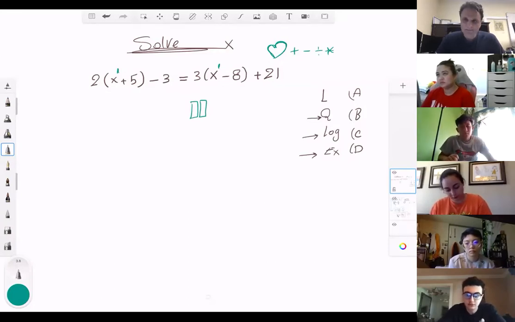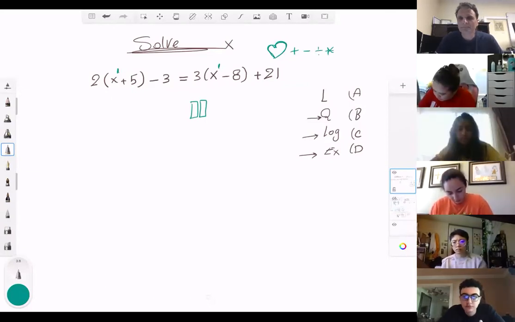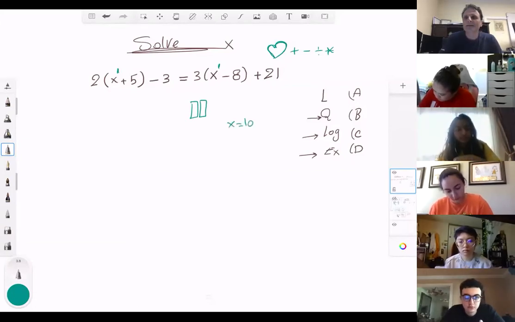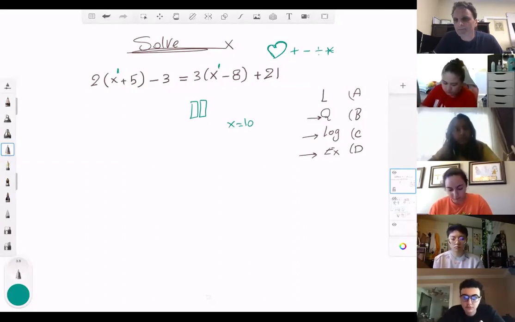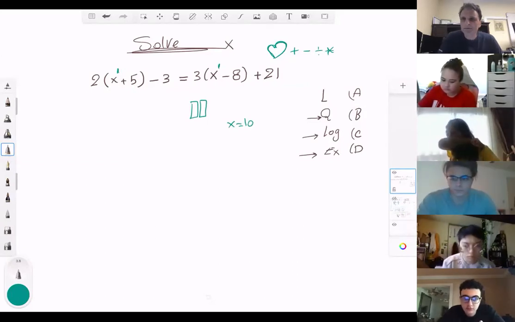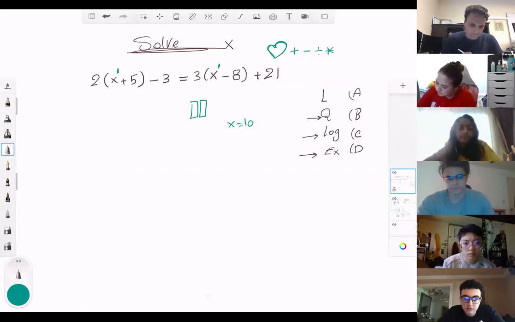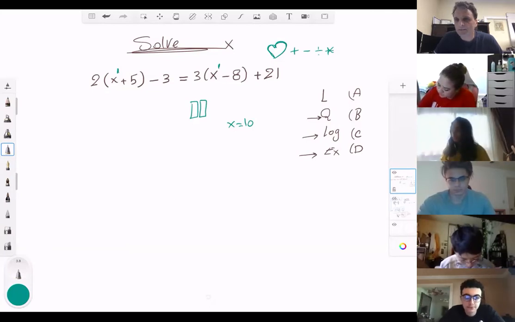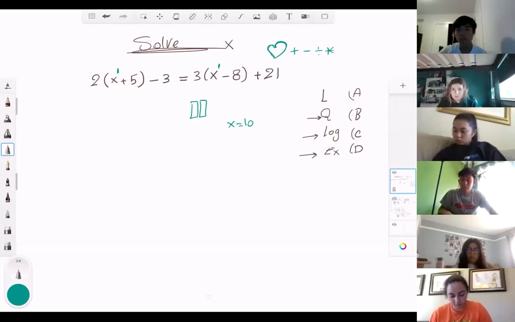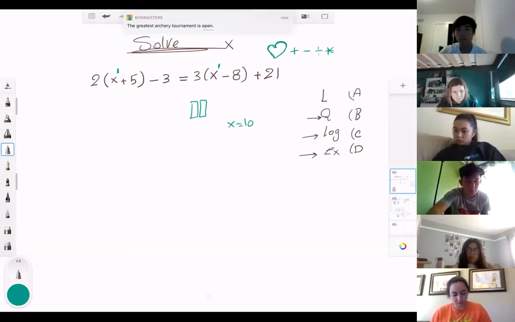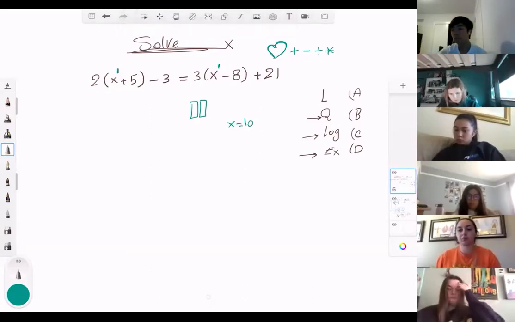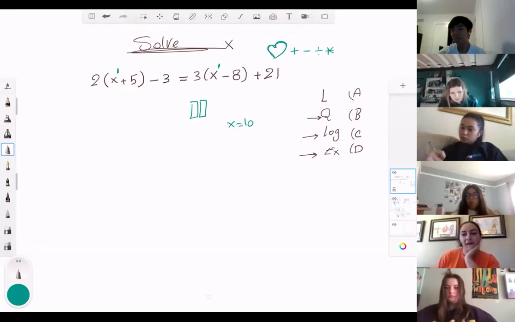Anybody solve this? I got 10. Very nice. We got x equals 10. Anybody else? I got 10 as well. Lucas, is that you? Yeah. If somebody else got 10, I will accept 10. Anybody got a different number? Paul, what did you get? I got 10 as well. All right. So let me see if I get 10. Hopefully I don't.